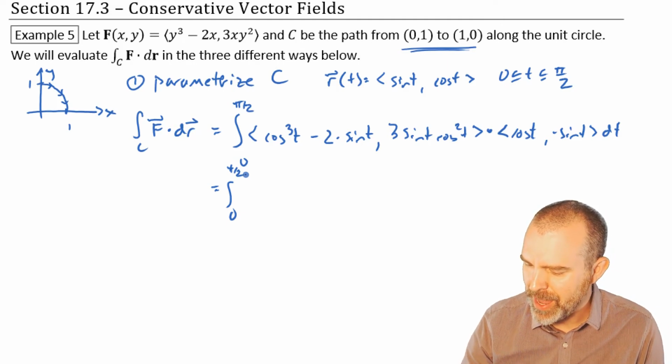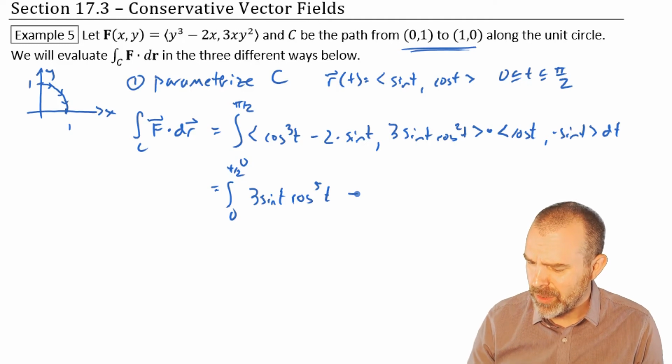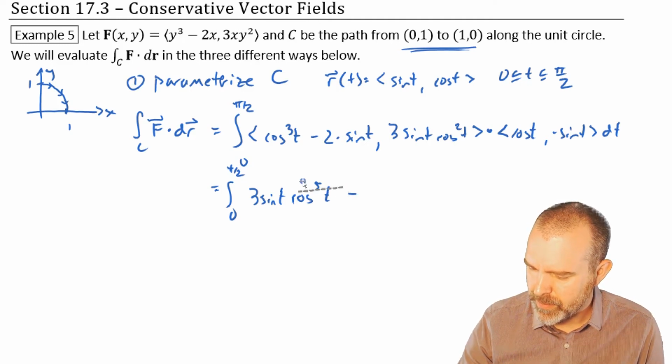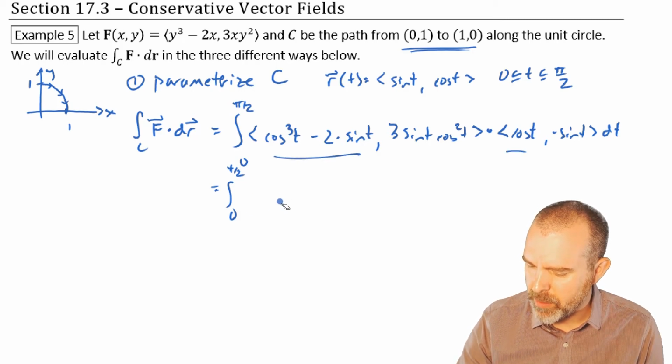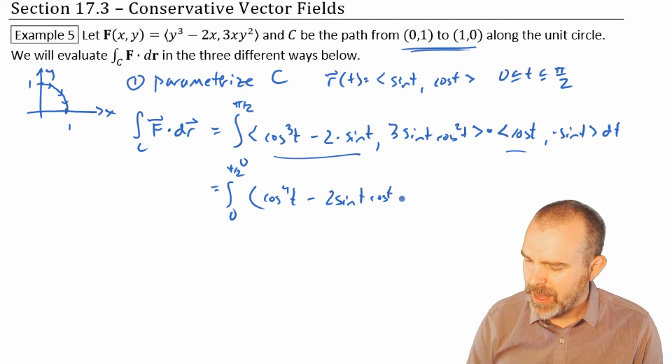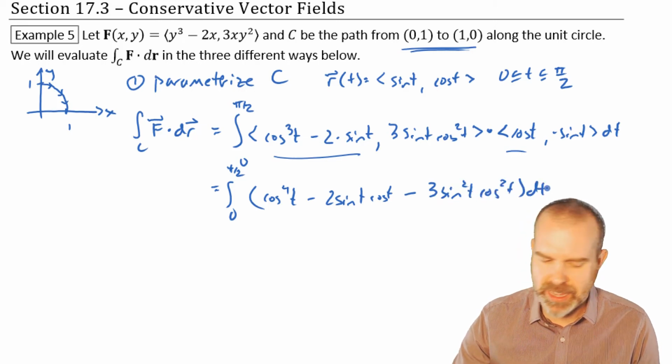What does this end up being? 3 sine t cosine to the 5th t? No. Hold on, back up. So I need to multiply those. I was multiplying times. We need to multiply by cosine. So that'll be cosine to the 4th minus 2 sine t cosine t. And then multiply by negative sine, so negative 3 sine squared t cosine squared t dt.